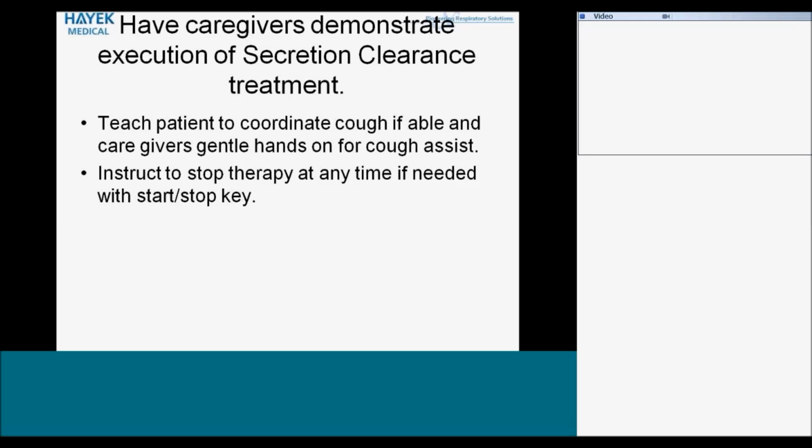The thing to bear in mind and to teach the family is that when you stop secretion clearance, it is a timed treatment. Each cycle is preset as to time for duration of oscillation and duration of cough assist and the number of repeats. So if you stop mid-treatment and then you resume, the machine starts back over at the very beginning of all those time intervals.